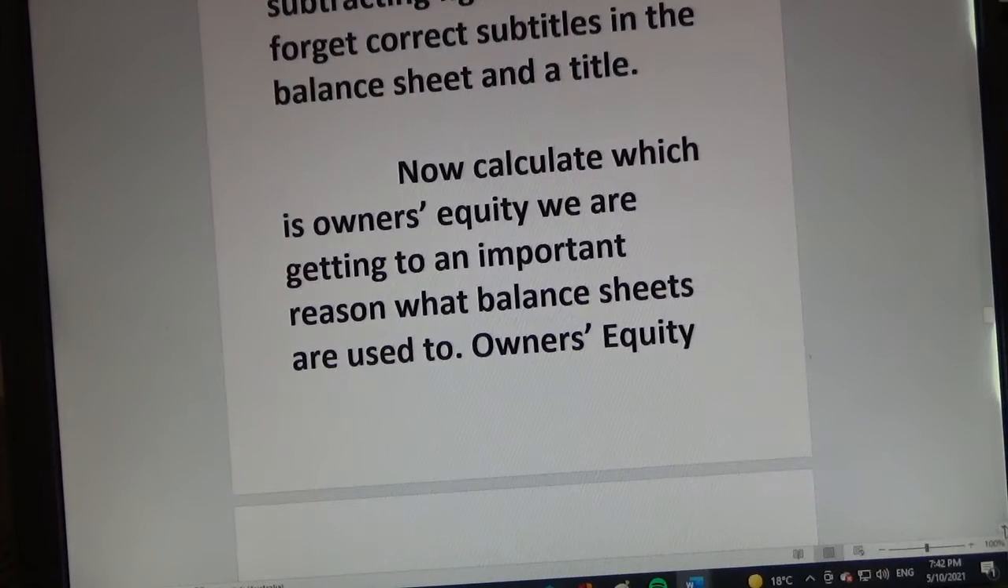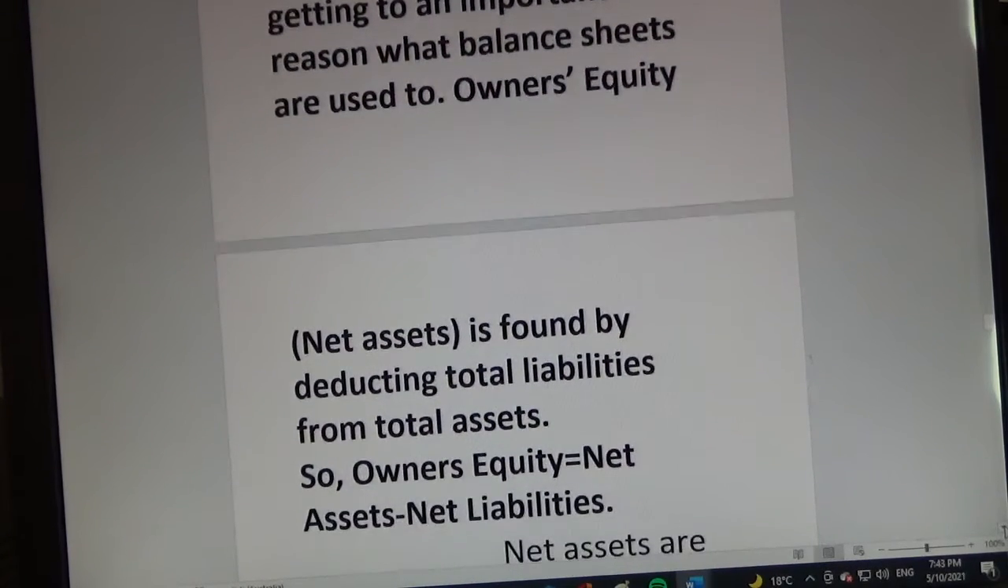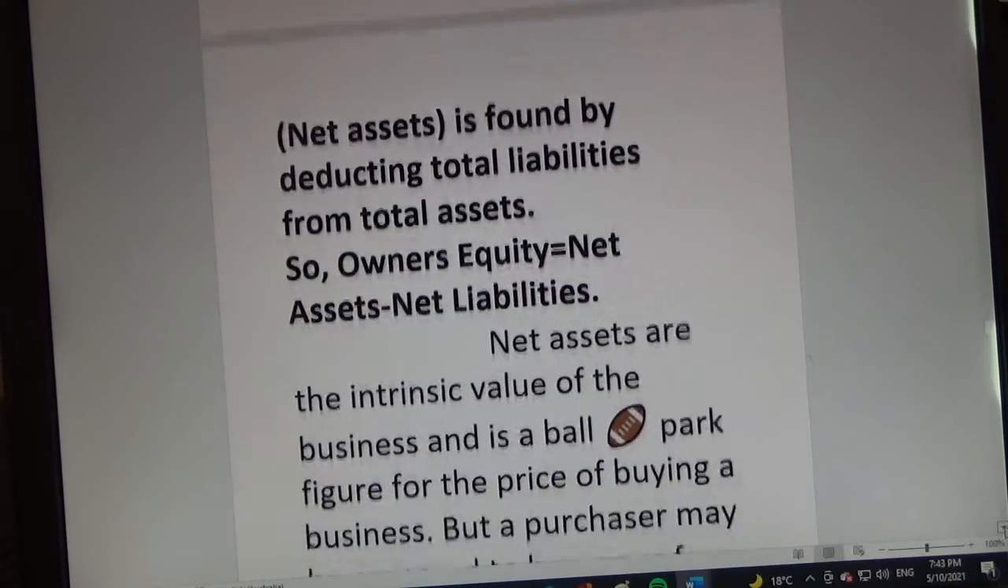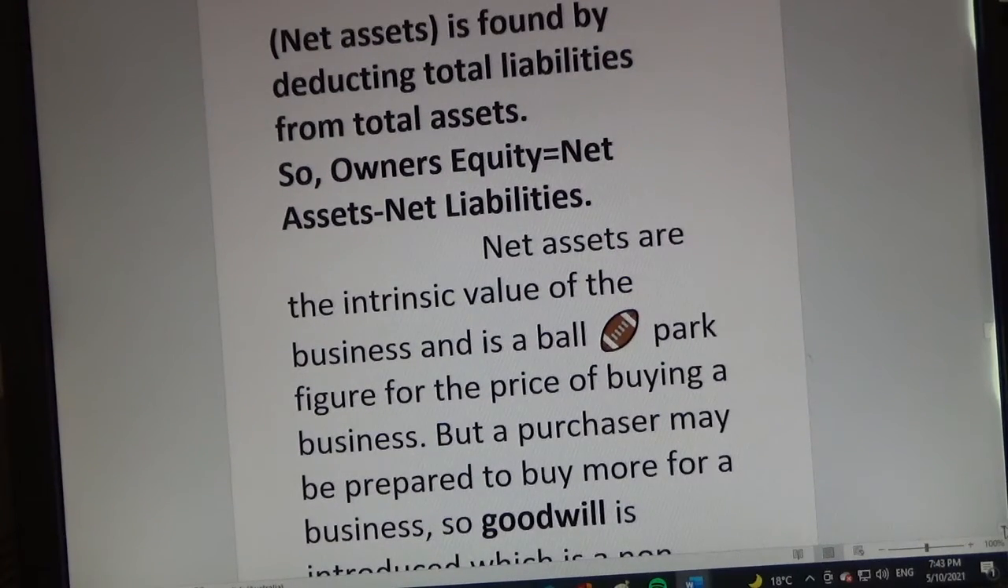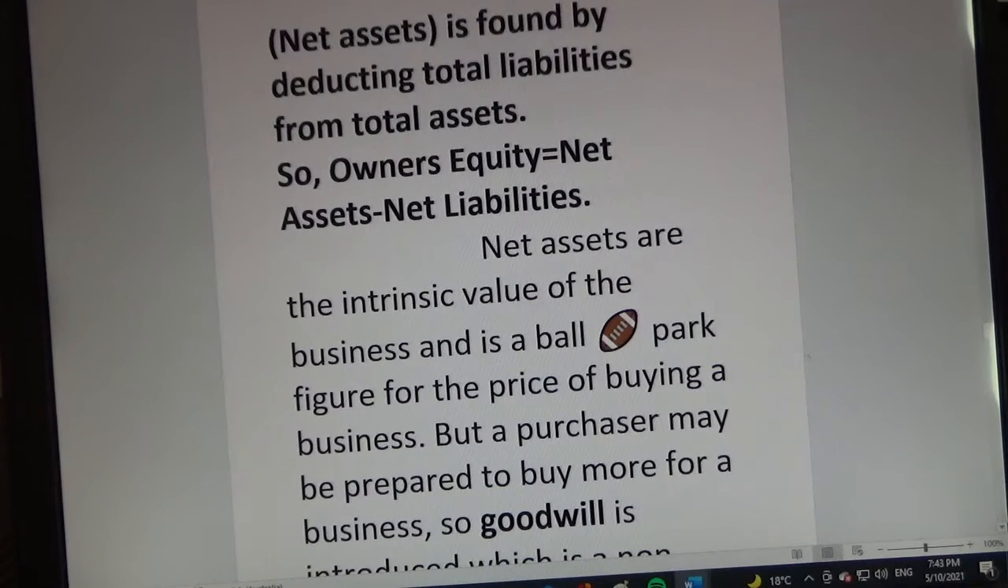For example, current assets. Now, the difference between total assets minus total liabilities, again, is owner's equity. That's the important reason why we use the balance sheet to calculate that figure of owner's equity, net assets. It's found by the deduction of total liabilities from total assets. So I sound like a broken record. And there's the formula just there for owner's equity, which is a very common multiple choice question in uni and college exams.